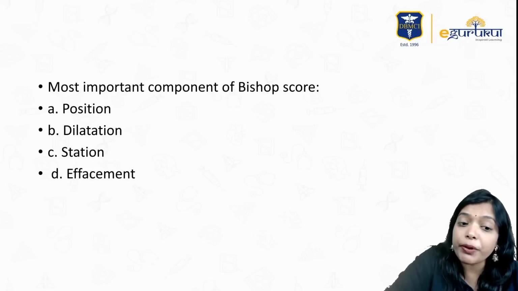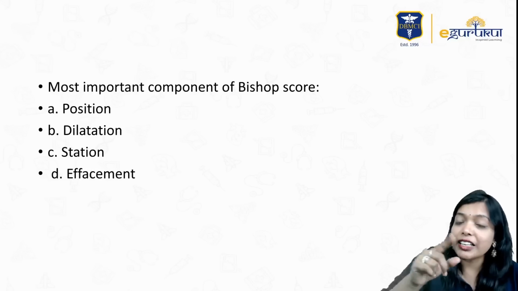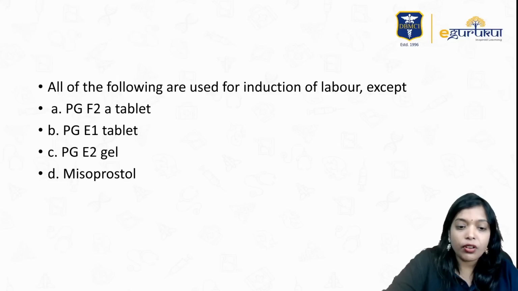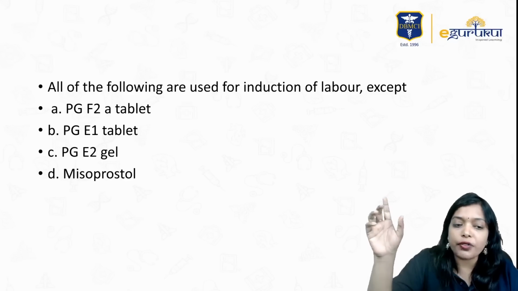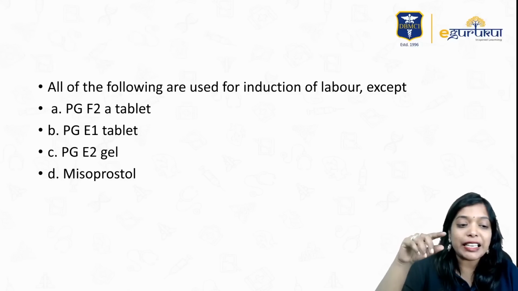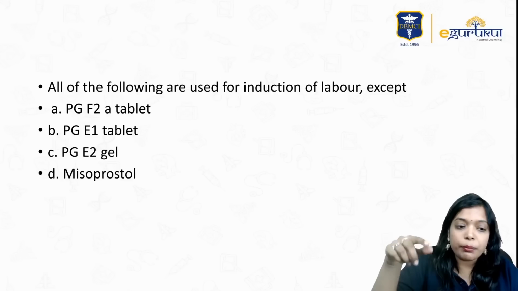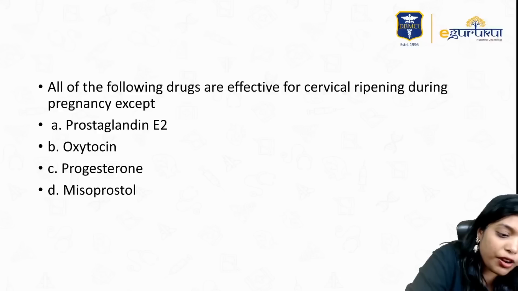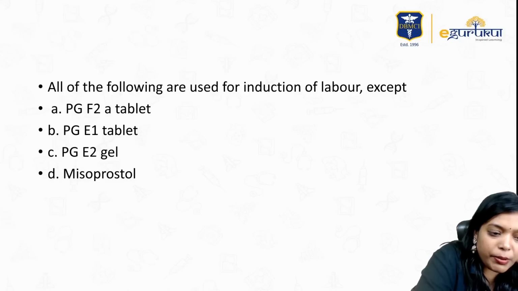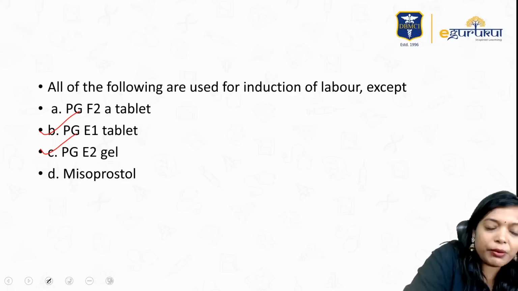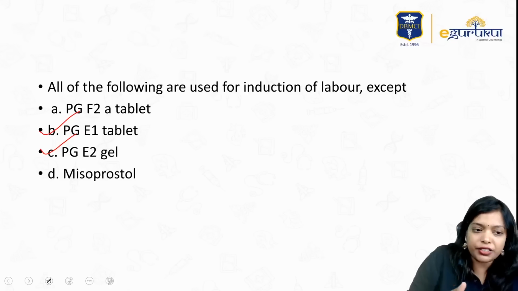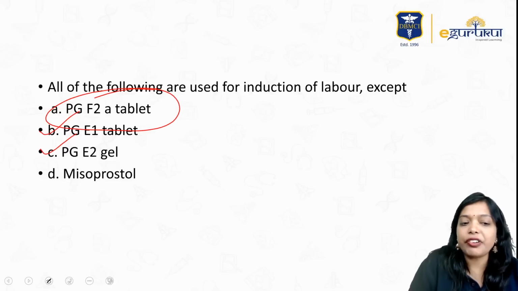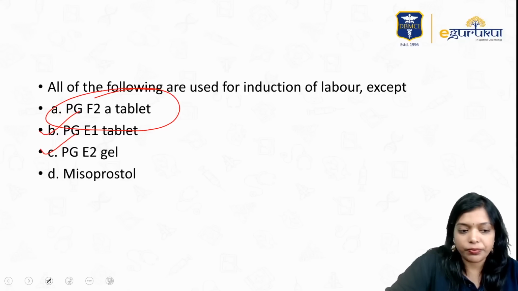The most important component of the Bishop score is dilatation, guys. The more the dilatation, the better. Okay. All of the following are used for induction of labor except. PGE1, misoprostol, is used. PGE2 gel, dinoprostone, is used. I told you dinoprostone is best for ripening. PGE1 misoprostol is used for dilatation, right? But PGF2 alpha, that is carboprost, we don't use for induction of labor.